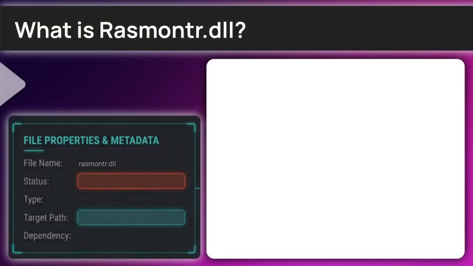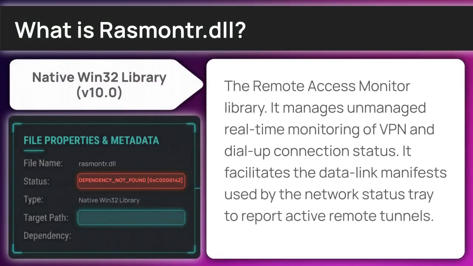This is the Rasmontr library, the Remote Access Monitor library. It manages unmanaged real-time monitoring of VPN and dial-up connection status. It facilitates the data link manifests used by the network status tray to report active remote tunnels. Now let's dive into the solution, starting with a standard reinstallation.